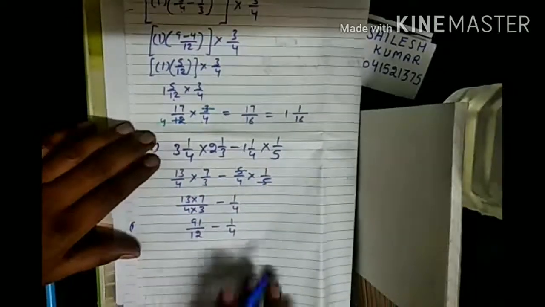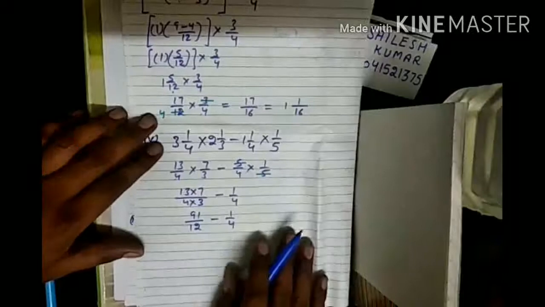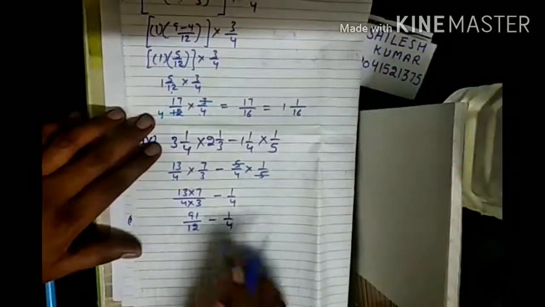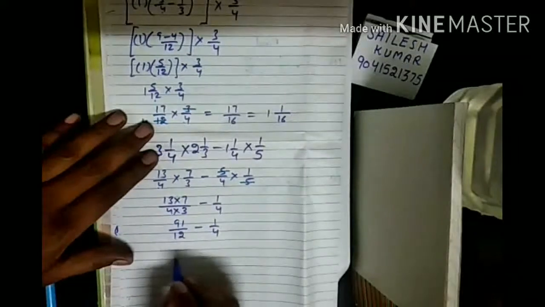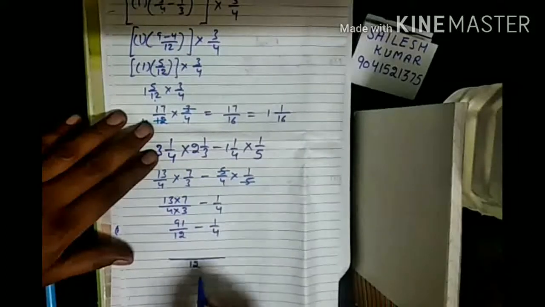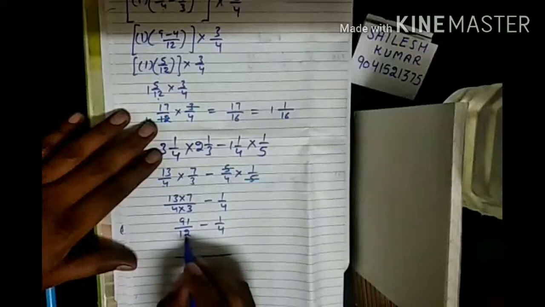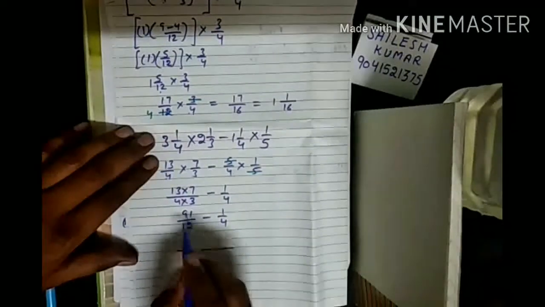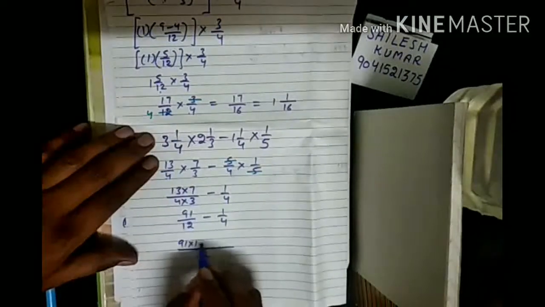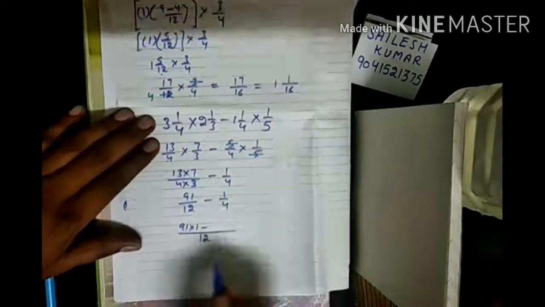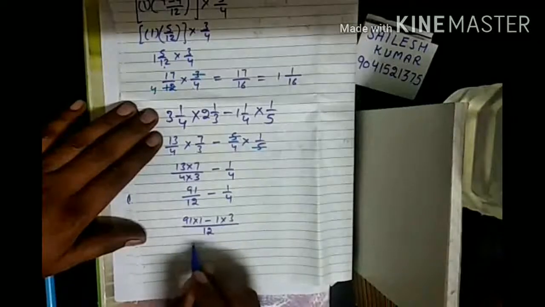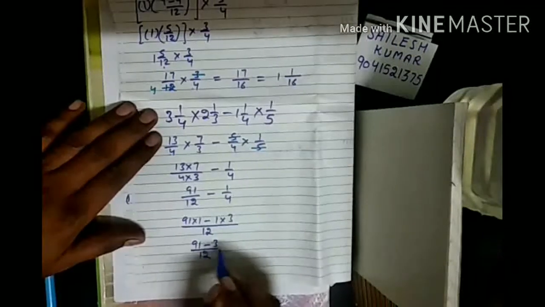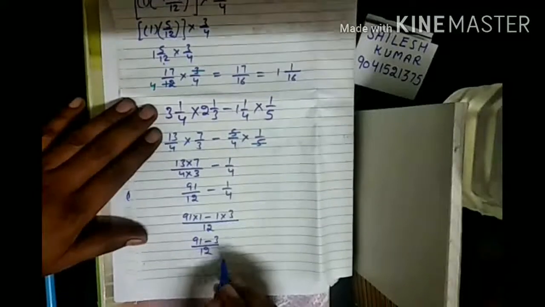Now here we will take the LCM of 12 and 4. The LCM of 12 and 4 is 12. So we draw a division bar. 12 divided by 12 is 1. 1 multiply 91. 12 divided by 4 is 3. 3 multiply 1. 91 minus 3 over 12. 91 minus 3 is 88.